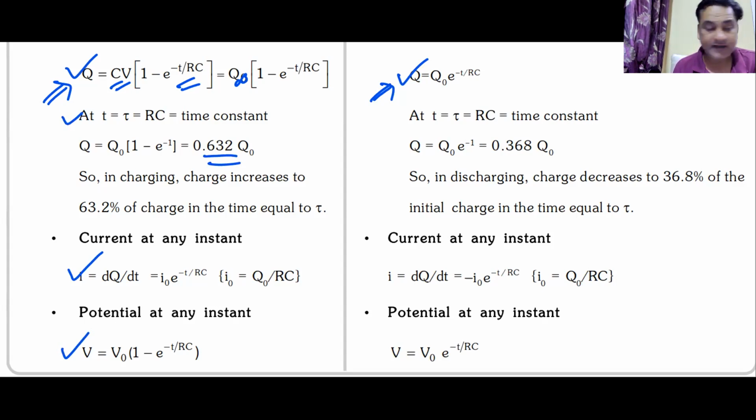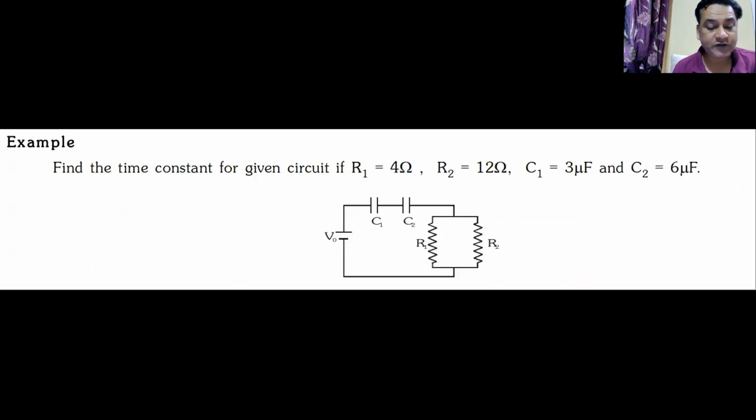The question only asks you to find out the time constant for this circuit, but I would like you to tell me what is the charge on each capacitor as a function of time. Can you do that? Yes, sir. I'll give you 2 minutes to do it. Yes, sir. Great. How do you get the answer for this one?